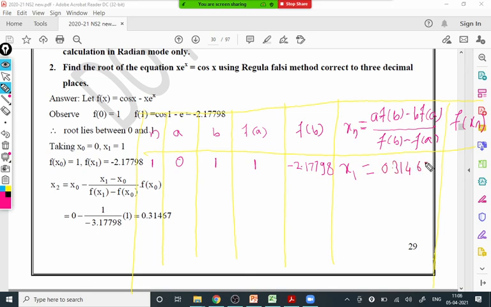So that will be your x1. Then you have to calculate f of x1. Anyone who completed f of x1? So 0.5198, positive. Is it? Yes, sir, correct. Okay.